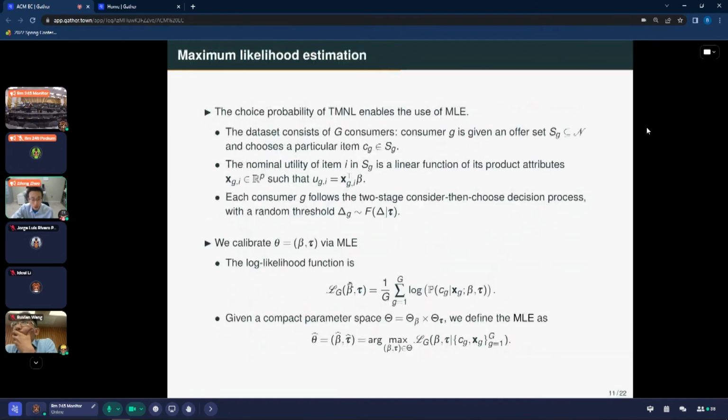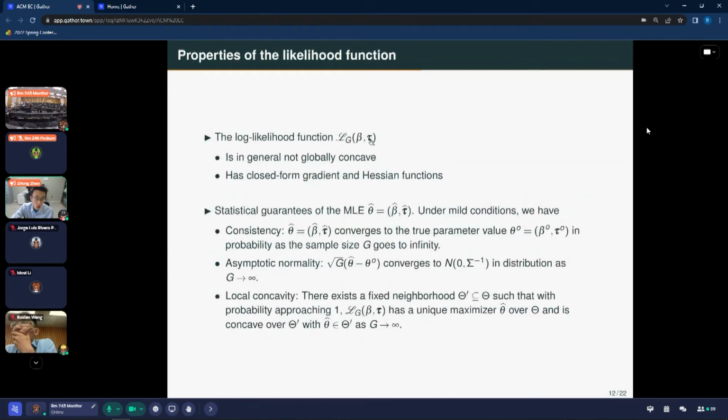So everything can be optimized numerically. We define the MLE as the maximizer of this log likelihood function. In general, we show that this function is actually not globally concave, but it does have a closed form gradient and Hessian function.